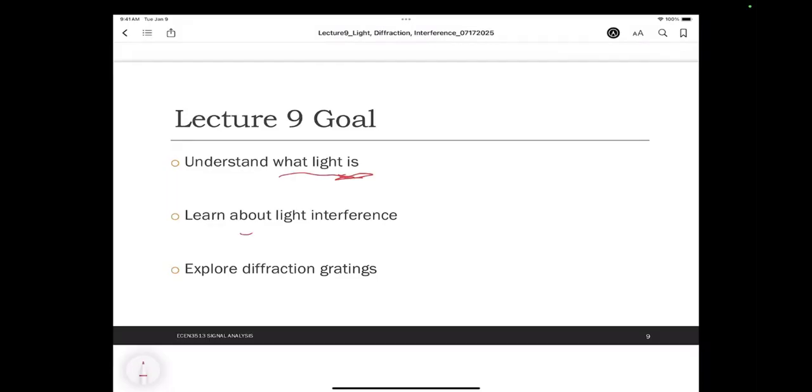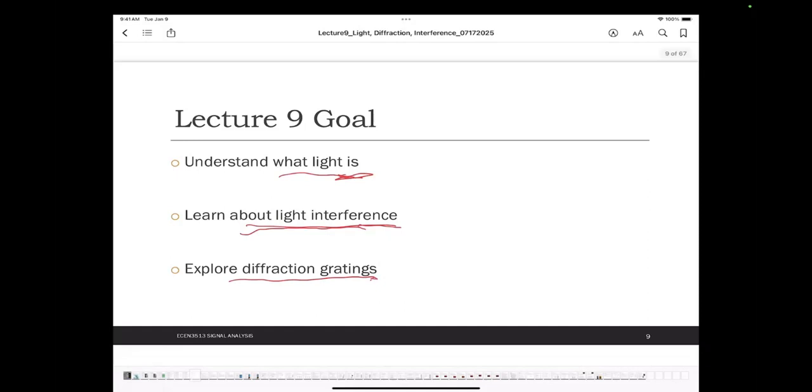And then we learn about light interference. You can see sometimes that different waves, if they meet with each other, they will have some interference situation. Let's talk about this one. And finally, we will explore diffraction gratings. Actually, this is a very common phenomenon for light waves. And we will talk about why it happens, how to define it, and how to calculate the wavelengths and the velocity, things like that.